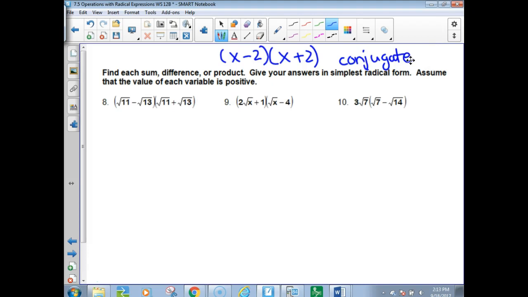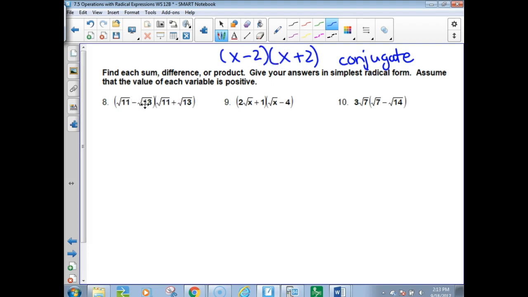Okay, you're going to need to know the word conjugate. The conjugate of x minus 2 is x plus 2. The conjugate of x plus 2 is x minus 2. All right, they're identical except the sign in the middle. That's it. They are not opposites. Opposites would be completely opposite. These are not completely opposite. It's just the middle sign that's opposite.